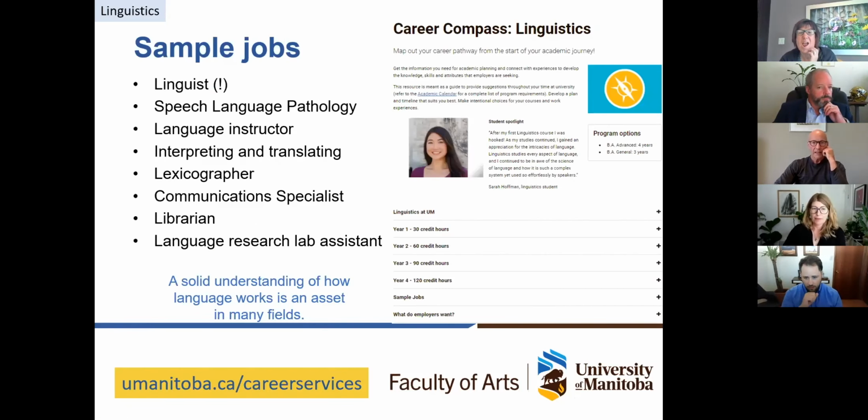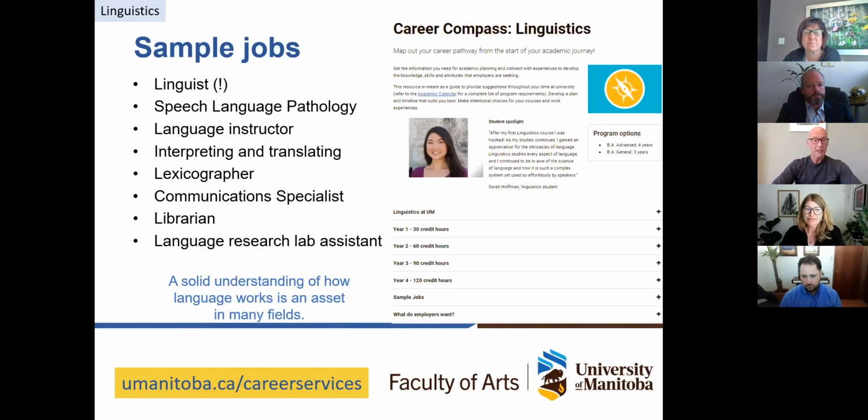And I think that the last slide I have here talks about some sample jobs, but any job that has something to do with language, you're going to benefit from a linguistics degree. You could become a linguist, actually. But as I mentioned, speech language pathology, SLP. Lots of our students go on to be language instructors. Lots of our students are interested in interpreting and translating.